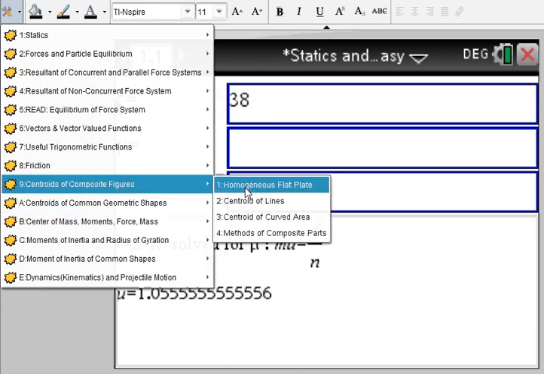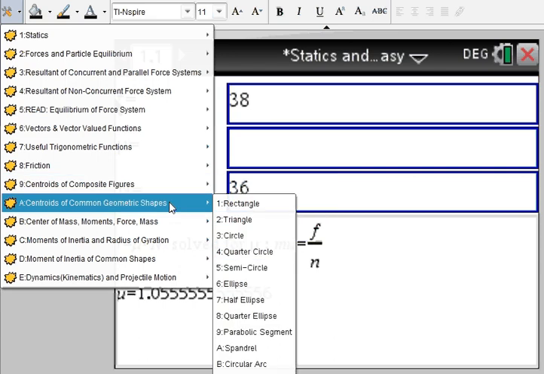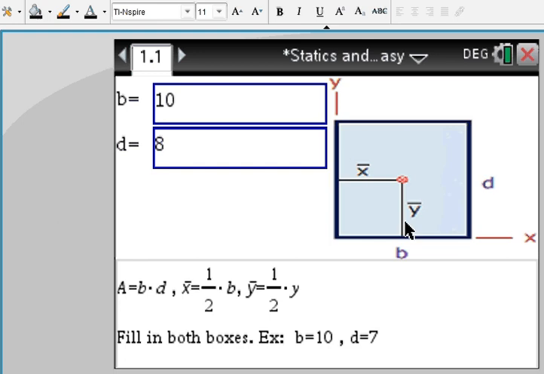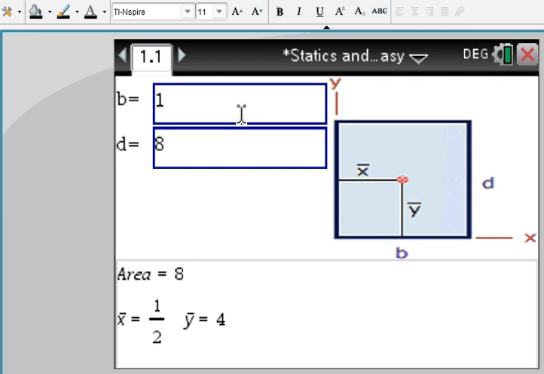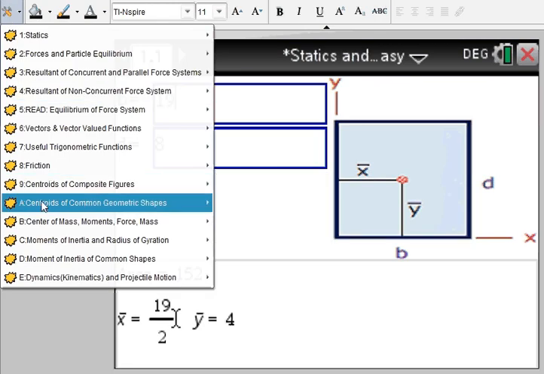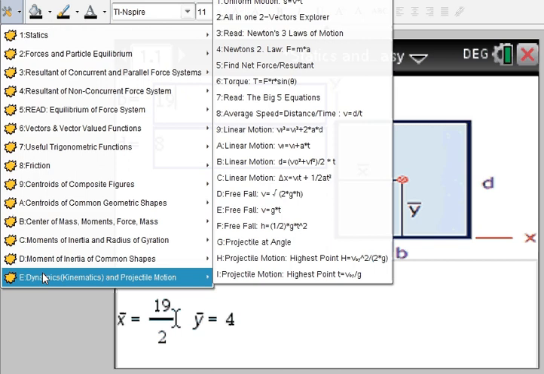Centroids. There are a lot of centroids that can be computed here. Let's look at some common geometric shapes. Rectangles. We incorporate some images for you of the common shapes, and you just have to enter the requested values here, the B and D values, and immediately you find the area and the centroid coordinates. Very straightforward. Okay, and lastly let me give you an example about dynamics.